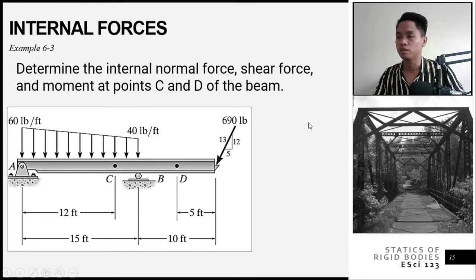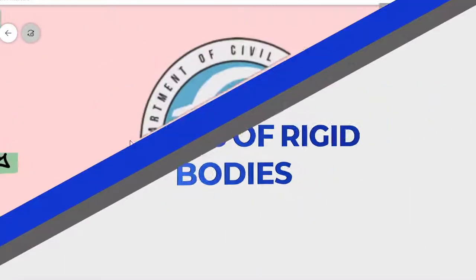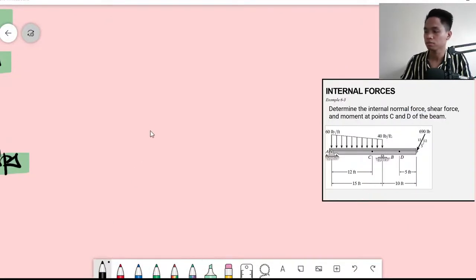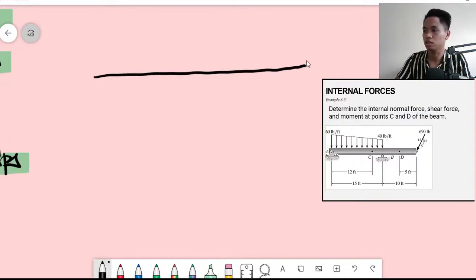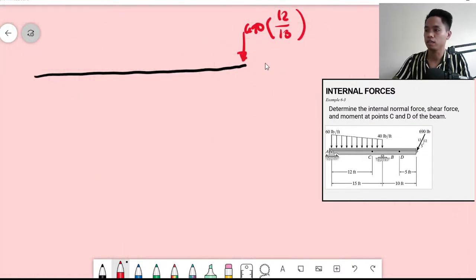Determine the internal normal force, shear, and moment at point C and point D of the beam. Here we have an X component, so we can see the shear in the X component there. Okay, so let's start with the reaction. I will separate the components. This would be 690 times 12 over 13, and its X component is 690 multiplied by 5 over 13.